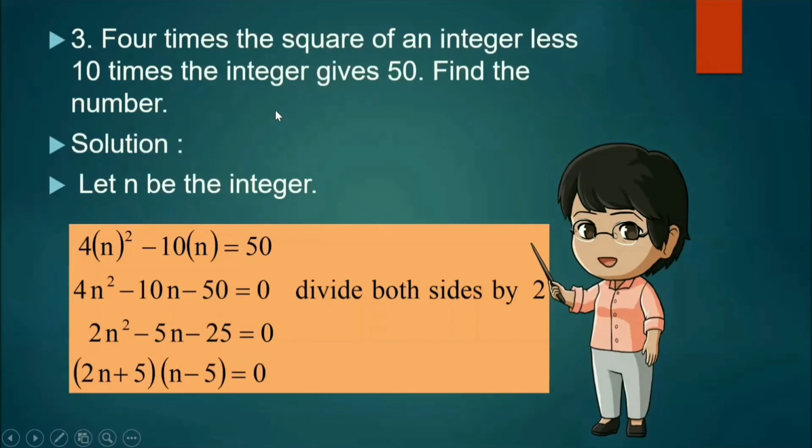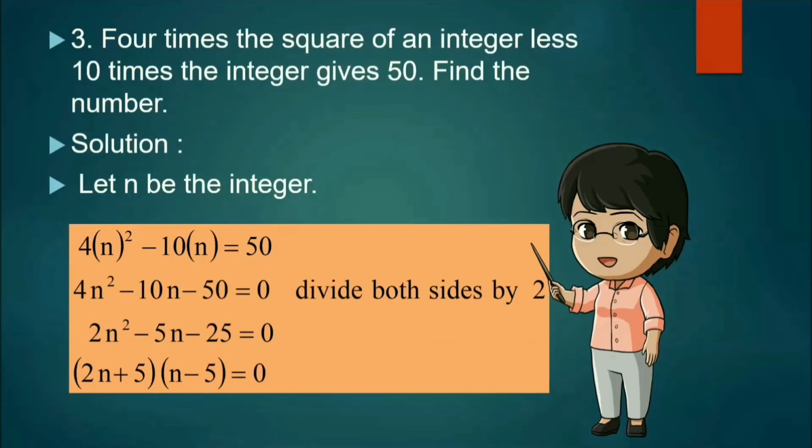Number 3. 4 times the square of an integer less 10 times the integer gives 50. Find the number. Solution. Let n be the integer. And then we get the equation by translating the problem literally. 4 times the square of an integer is 4n squared minus 10n equals 50.